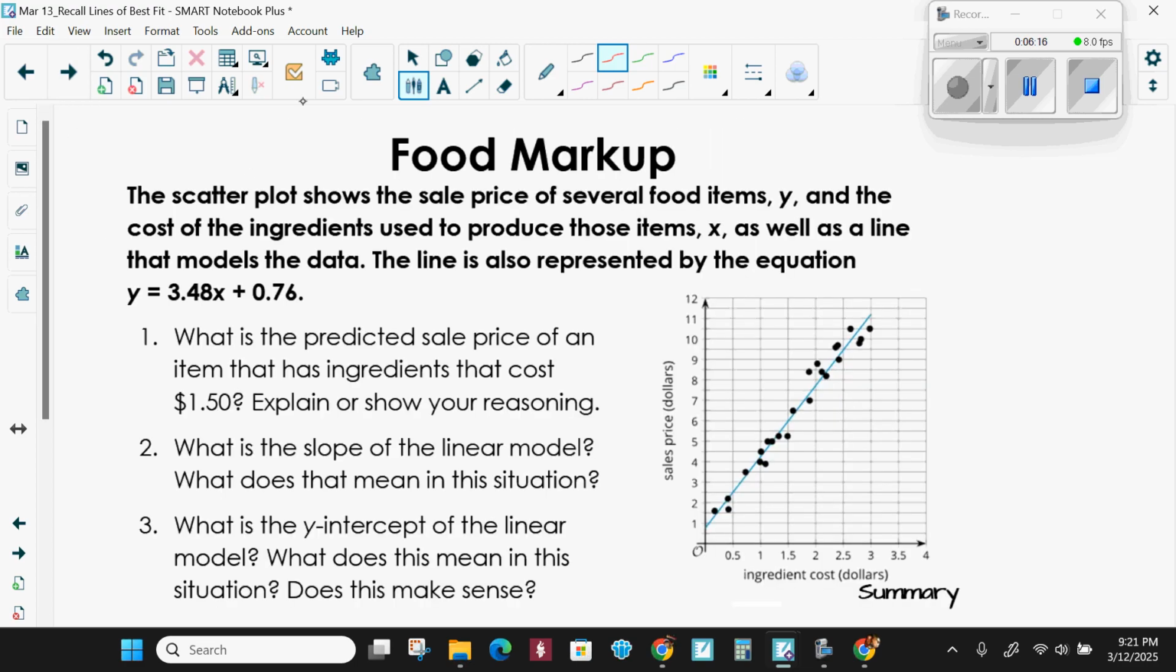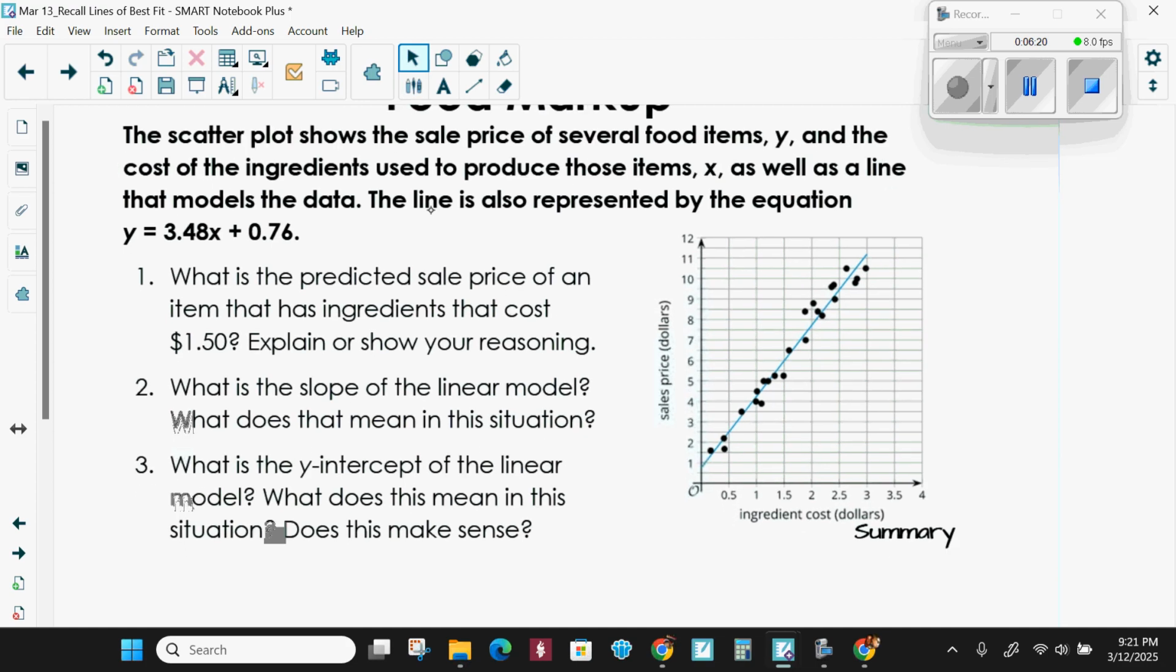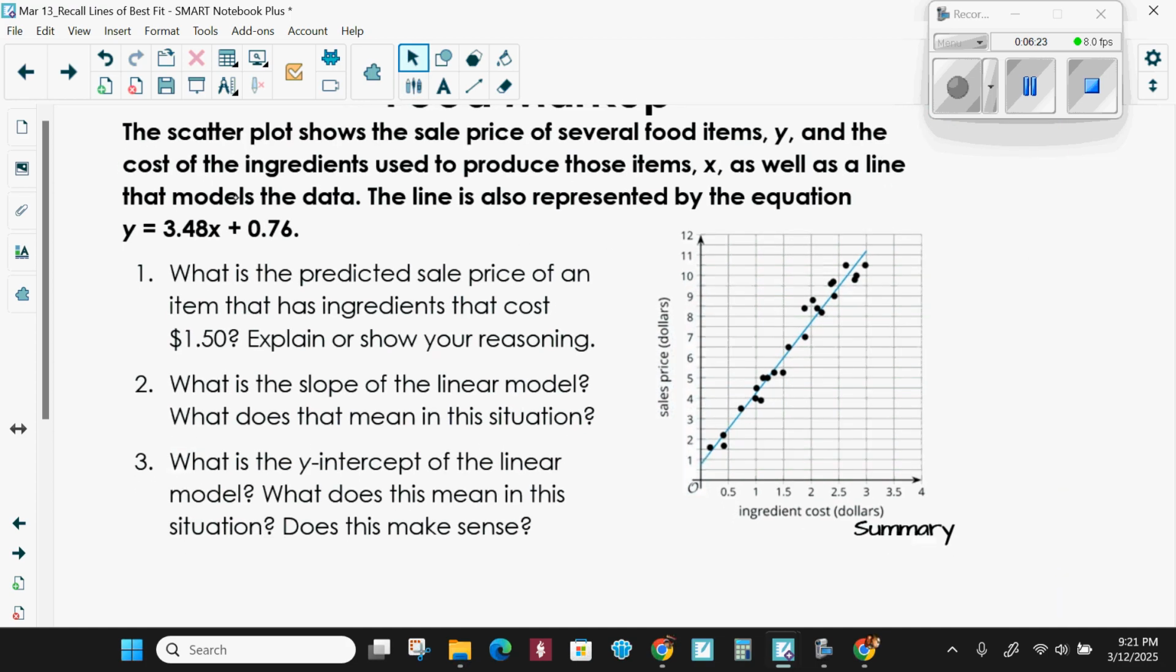Okay, so our next one is a food markup. I'm going to slide this up a little bit to see more of the question. The sale price of several food items, y, that's how much they're selling the food for. The cost of the ingredients used to produce those items is the x value, as well as a line that models the data. The line is represented by that equation. So it's saying here that as the ingredient costs go up, the cost of the food you're selling goes up.